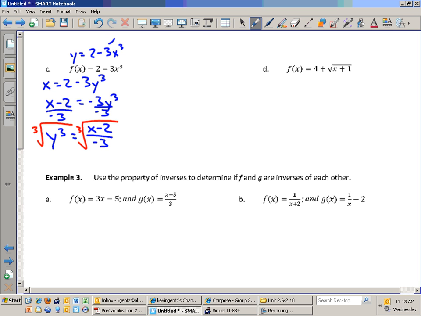Can I take the cube root of negatives? Yes. Take the cube root of anything. So we have no issues doing that. So I get y is equal to the cube root of x minus 2 over negative 3. So I don't have to worry about the domain of that. It could be negative numbers or positive numbers. I'm good to go. Question.